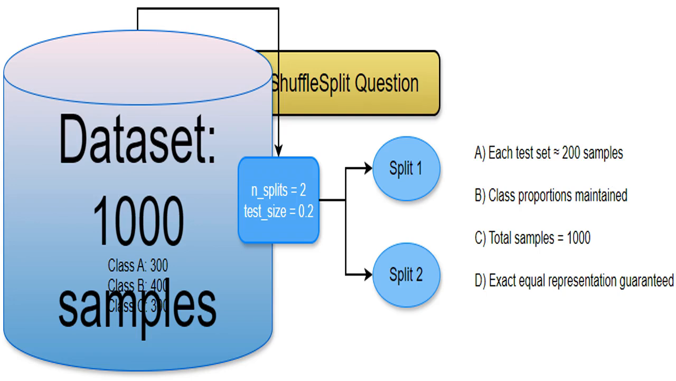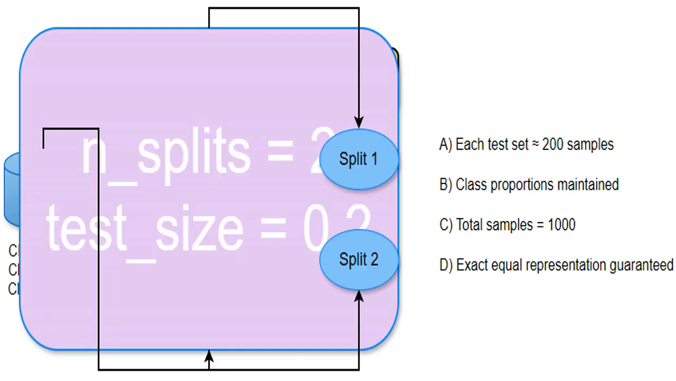I have 1000 samples in my dataset. That's the total number of data points I'm working with. Pretty big dataset. This refers to the first of two separate train test splits that I'm creating using StratifiedShuffleSplit.